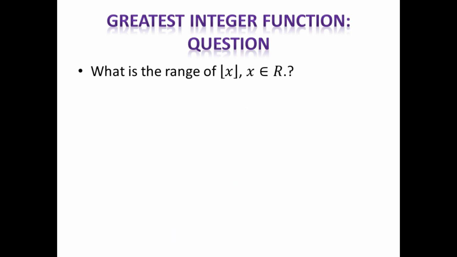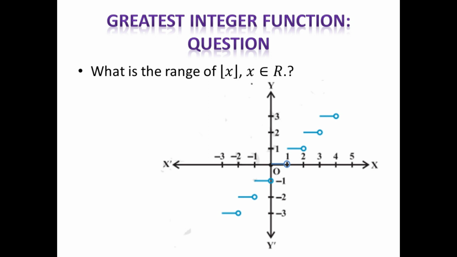Now if I ask you what the range of the greatest integer function of x is, we have seen that it is defined from R to R. So its domain is the set of real numbers, its codomain is the set of real numbers, but what will be its range? For that, let's look at this graph again. What do we have here? We look at the y values to find out what the range will be.